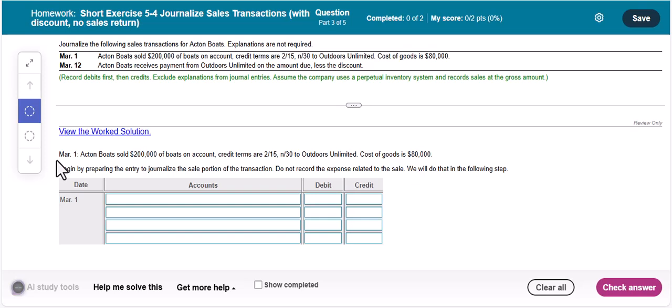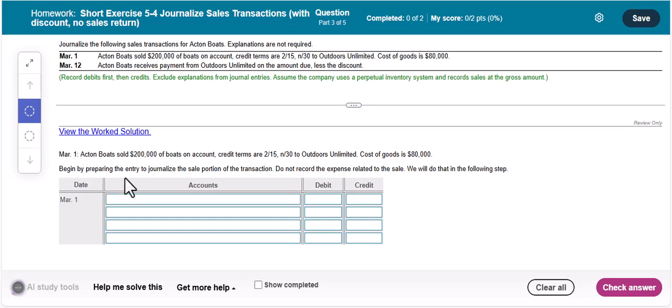On March 1st, Acton Boats sold $200,000 of boats on account. So we are Acton Boats here. Credit terms are 2/15. So again, if our customer pays within 15 days, we give them a 2% discount. And then net 30. So if they pay after that 15-day period, but before the 30-day mark, they owe the net amount to Outdoors Unlimited. So that's our customer. And cost of goods sold is $80,000.